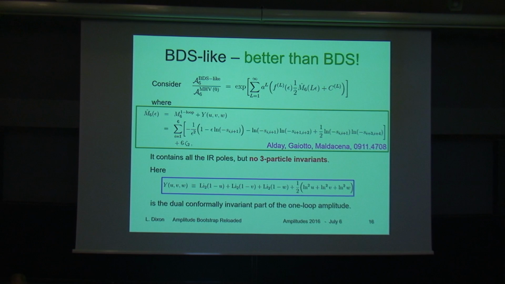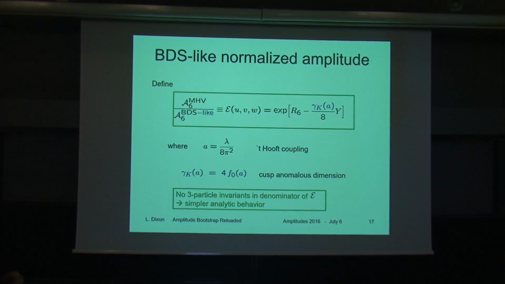So we're going to work, for the most part, with this BDS-like ansatz. And we'll see why it's a much better thing to do. If we divide the amplitude by the BDS-like ansatz instead of the BDS ansatz, then instead of that ratio being e to the R6, e to the R6 gets shifted by the difference between BDS-like and BDS exponentiated, and it turns out there's a factor of the cusp anomalous dimension in there.